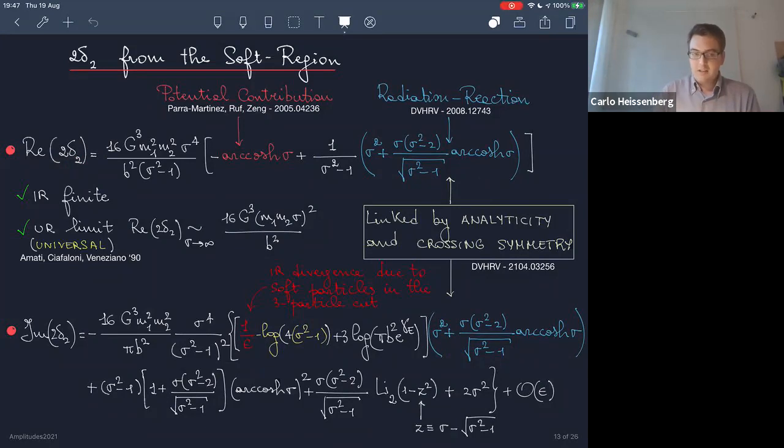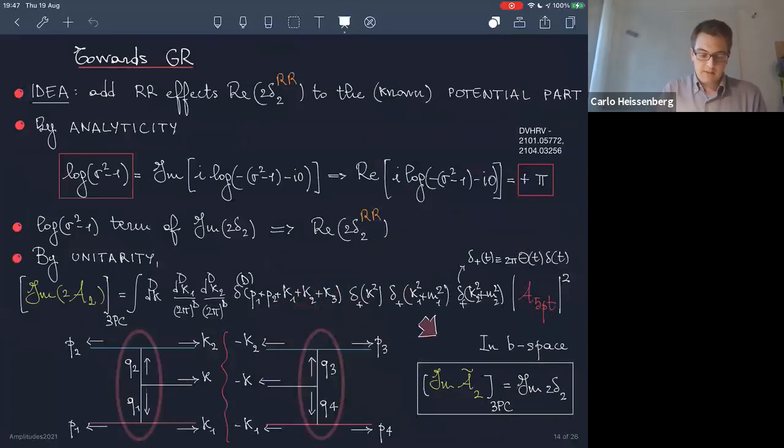So the idea is that if we manage to calculate these type of terms, we already know also the radiation reaction contributions that should sit here. Schematically, the reason is that this logarithm in the imaginary part should correspond in the real part essentially to a factor of pi by analyticity. And the idea, therefore, is that we could target the calculation of these radiation reaction contributions separately in the GR case using unitarity. In particular, the 3-particle cut is sufficient in order to capture really the imaginary part of delta 2, which is the one we are after.